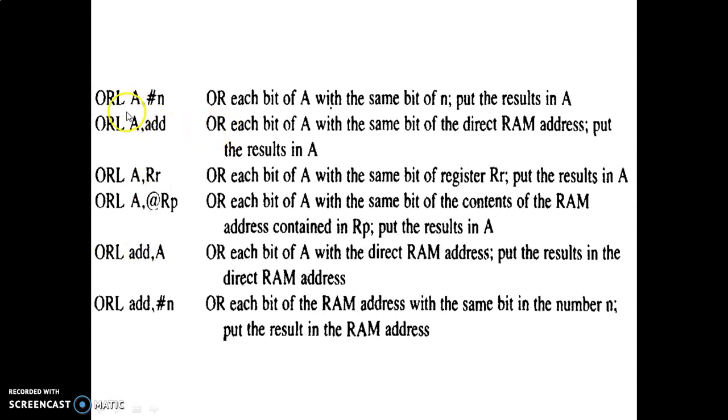So let's see them one by one again. Coming to ORL A, #n, what does this instruction talk about? It performs a logical OR operation between the accumulator content and the 8-bit data specified in the instruction and transfers the result to the accumulator register. The next instruction performs the logical OR operation between the accumulator content and the content which is there in this particular address location and transfers the result to the A register. Coming to ORL A, Rn, this instruction performs a logical OR operation between the accumulator content and the content which is there in the register specified in the instruction and transfers the result to the A register.